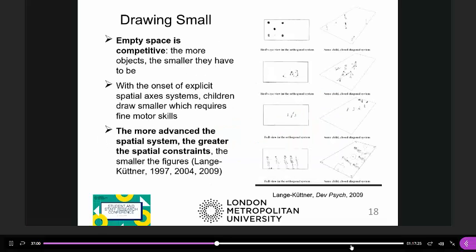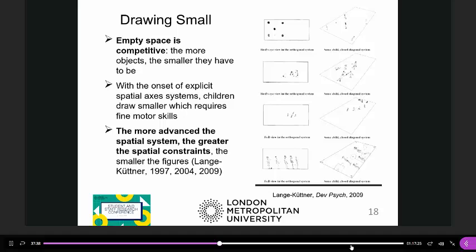Okay. Now there's another aspect which I'd like to mention, and this is drawing small. So you saw already on the London maps that the landmarks started disappearing, and the same is true in children's drawing. So with the onset of the spatial system, children start to minimize the size of the figures. So the empty space that was stage 1 is competitive space. So the more objects there are, the smaller they have to be because they take away space from each other.